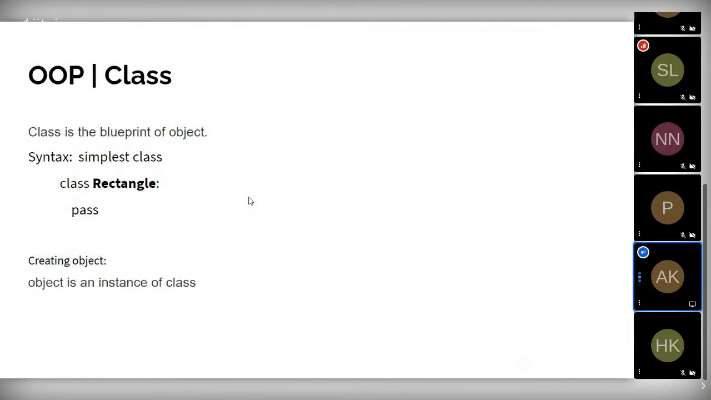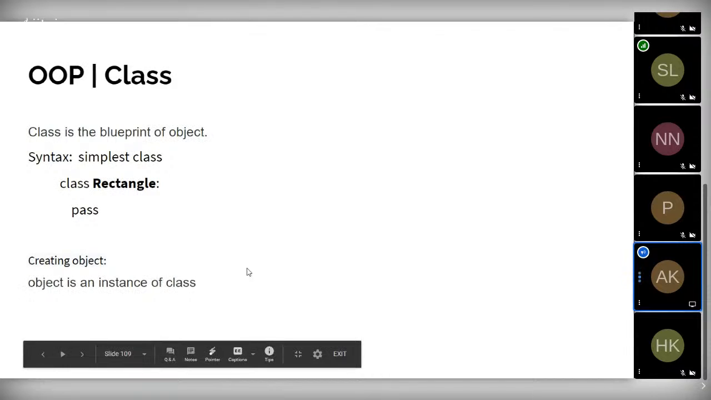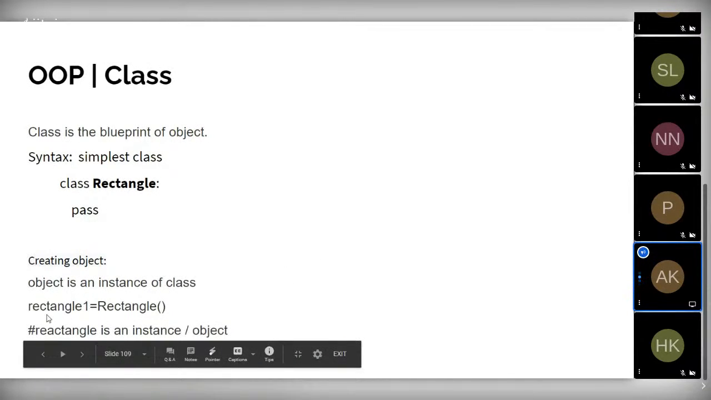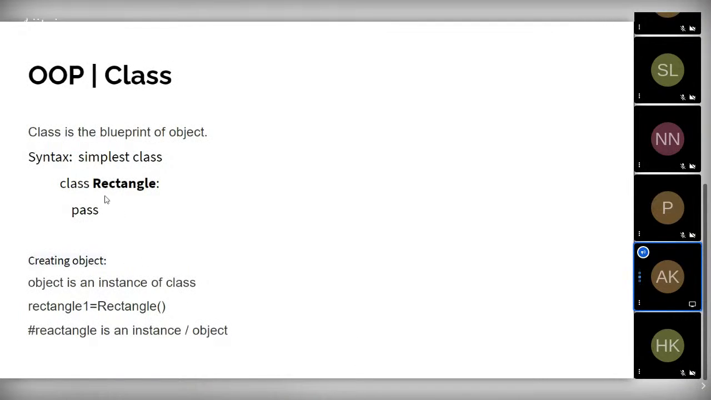So first, an object is an instance of a class. Okay, so what is an object? An object is an instance of a class. I told you that a class is the blueprint of an object, and an object is an instance of a class. Suppose we need to create an object rectangle1 that has the type of class Rectangle.